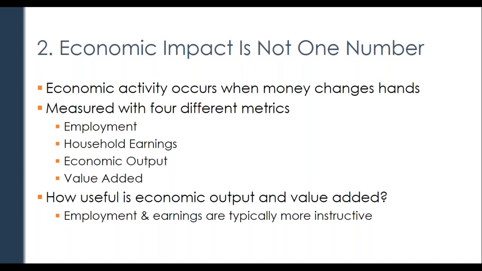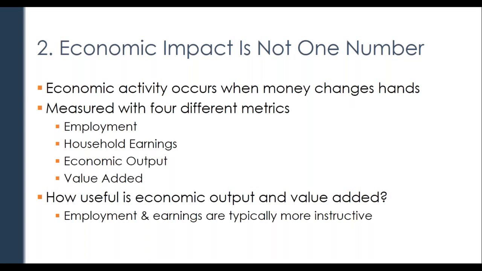The question here in the last bullet says, how useful is economic output and value added? And I'll say, in our experience, it's really just more confusing than anything. While you'll see it in the newspaper very often, it's going to have a $5 billion economic impact, what they're probably presenting there is economic output. That's $5 billion in economic output. It really doesn't tell you very much, other than it's some big number that seems impressive. For the typical project in the economic development sense, we would suggest you focus on the employment and the earnings, which are a little bit easier to wrap your head around, and typically more instructive.